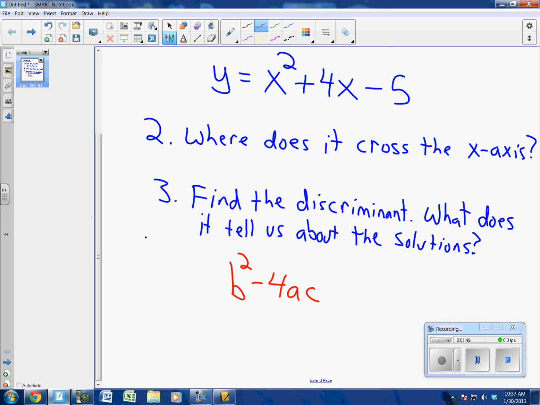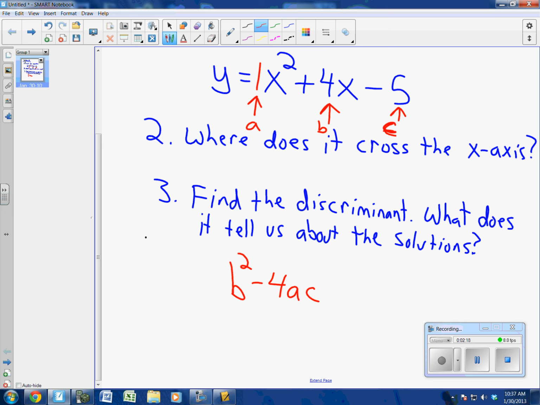Okay? So the discriminant, I have to put in b, a, and c. I got to know what b, a, and c are. What is b? B is 4, right? There's b. What is a? A is 1. It's the number in front of x squared, which there's no number written, but we can assume that it's 1. And what's c? That's c, right? C is the -5.